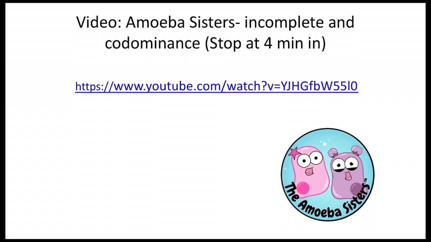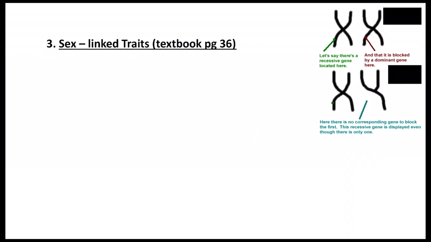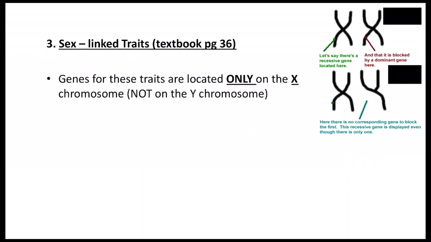Okay, so now we are going to be going into sex-linked traits, which is page 36. In humans, we have 22 pairs of homologous chromosomes and one mismatched pair, which are the sex chromosomes. At least they're mismatched in the male. So we're going to look at some traits that are specifically tied to the sex chromosomes, so the 23rd set.